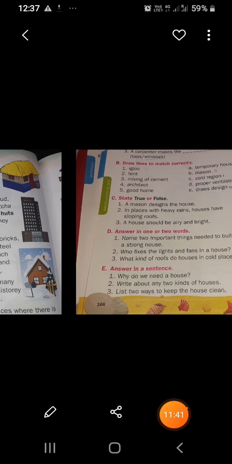Okay, dear student? So, these are the question answers we have discussed in this class. Hope you all are understanding the evaluate part, revision of lesson number 1, that is fill in the blanks, draw the lines to match correctly, state true or false, answer in 1 or 2 words and answer in a sentence. Okay, dear student, till here today I will stop.